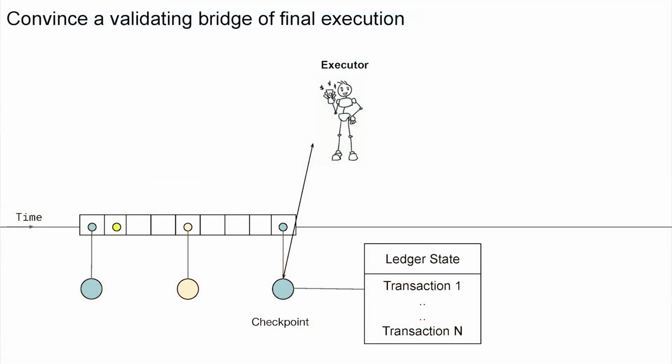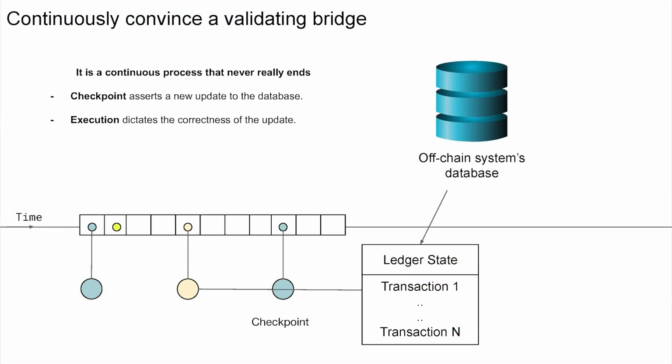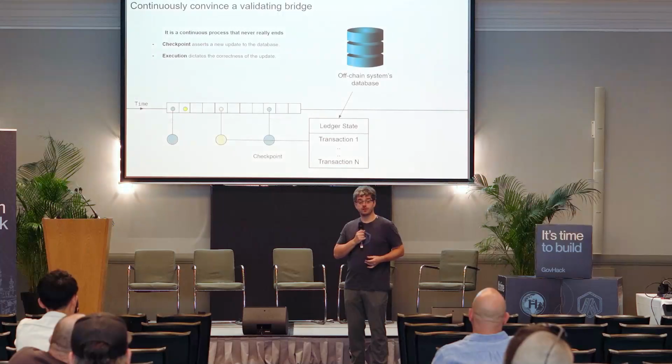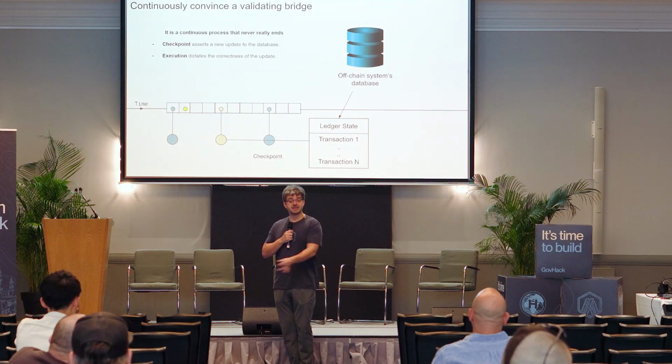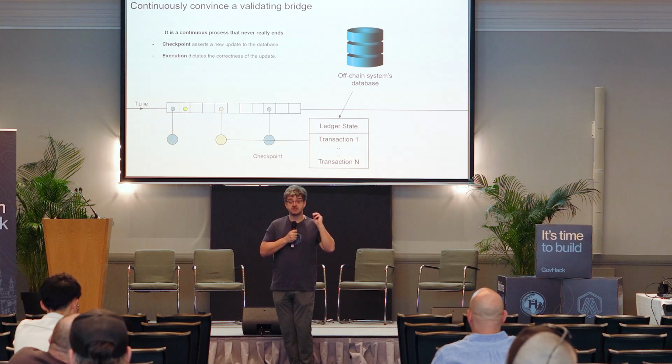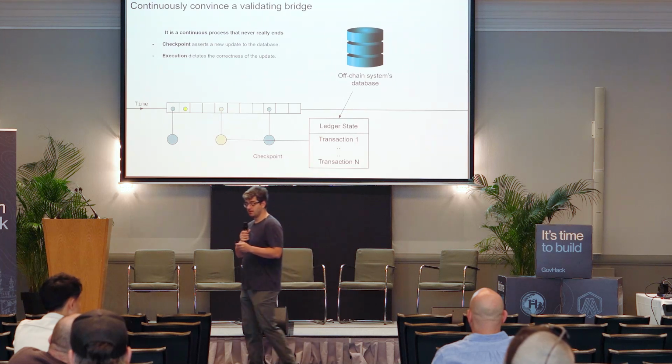And that's how rollups work. They just continuously order transactions, they get ordered, and then someone comes along and executes them. And they convince this smart contract on Ethereum called the bridge that this is indeed what the off-chain system looks like.